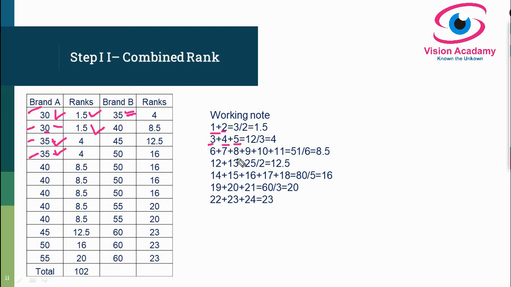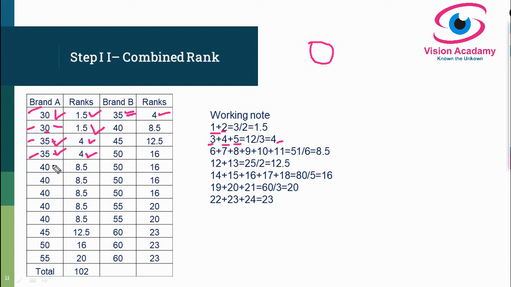Why I am considering this position, you must understand: since we are dealing with ordinal data in the Mann Whitney U-test, we have to consider only position. So we are adding positions. 3 plus 4 is 7, 7 plus 5 is 12. Since I have added 3 values, I will divide by 3. 12 by 3 is 4. So this is 4 for the third position, 4 for the fourth position, and 4 for the fifth position.